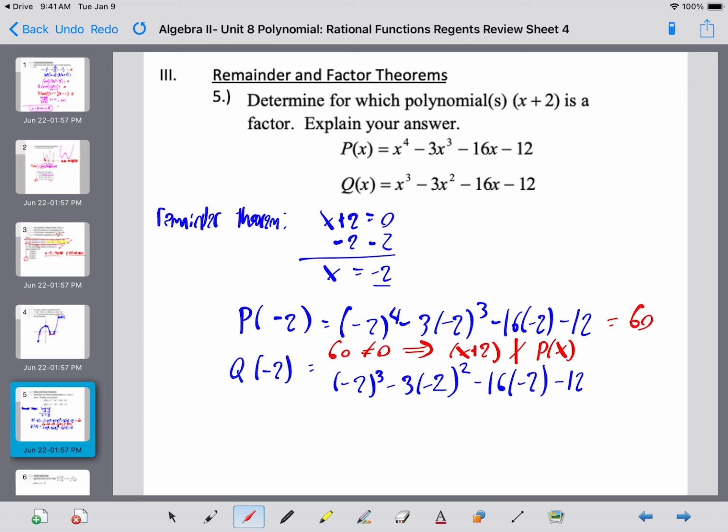Now let's check this one. Negative 2 to the third minus 3 times negative 2 to the second minus 16 times negative 2 minus 12. You end up getting 0. 0 does equal 0, which indicates that x plus 2 is a divisor of q of x. Okay?